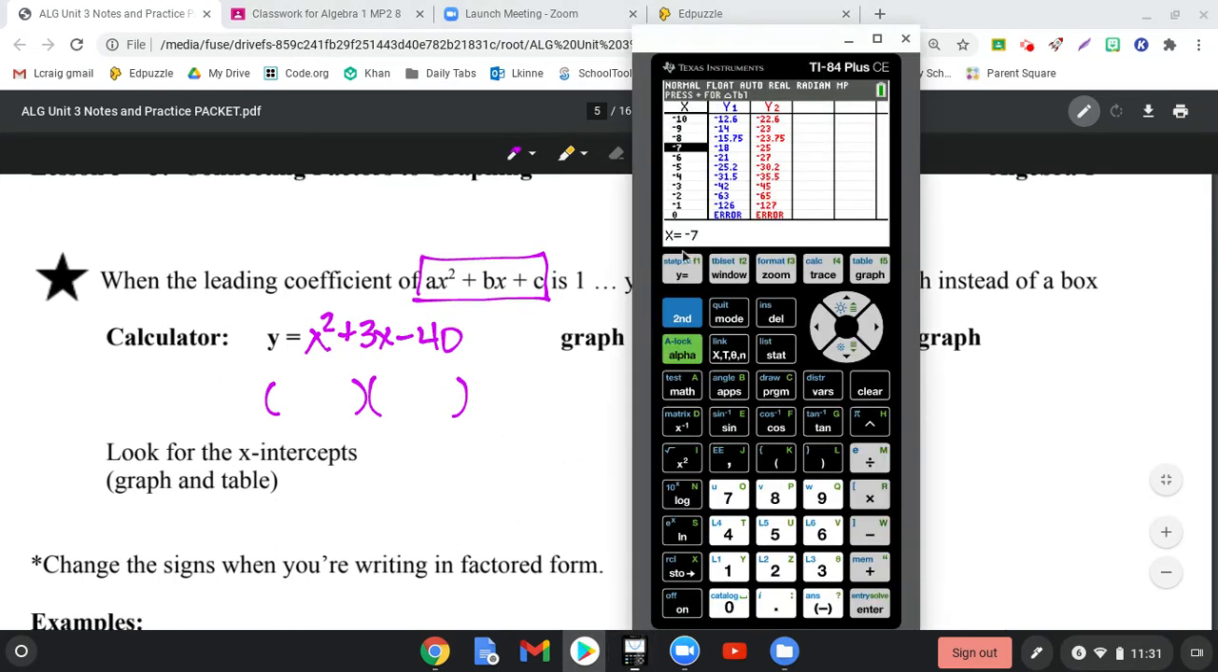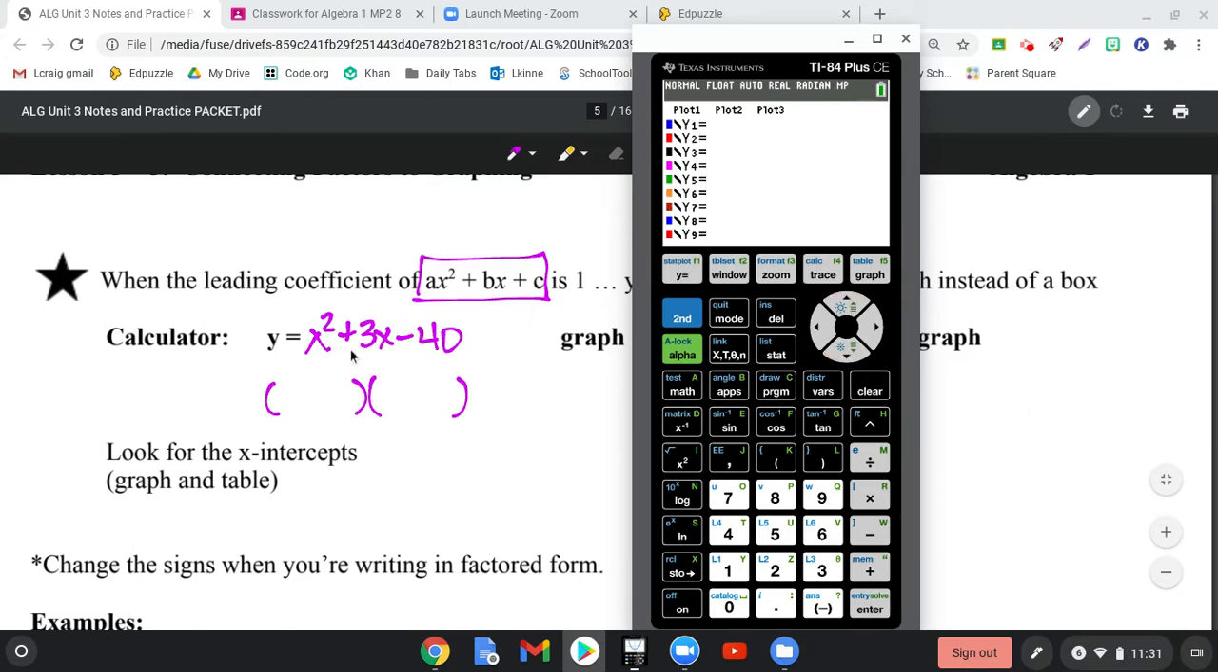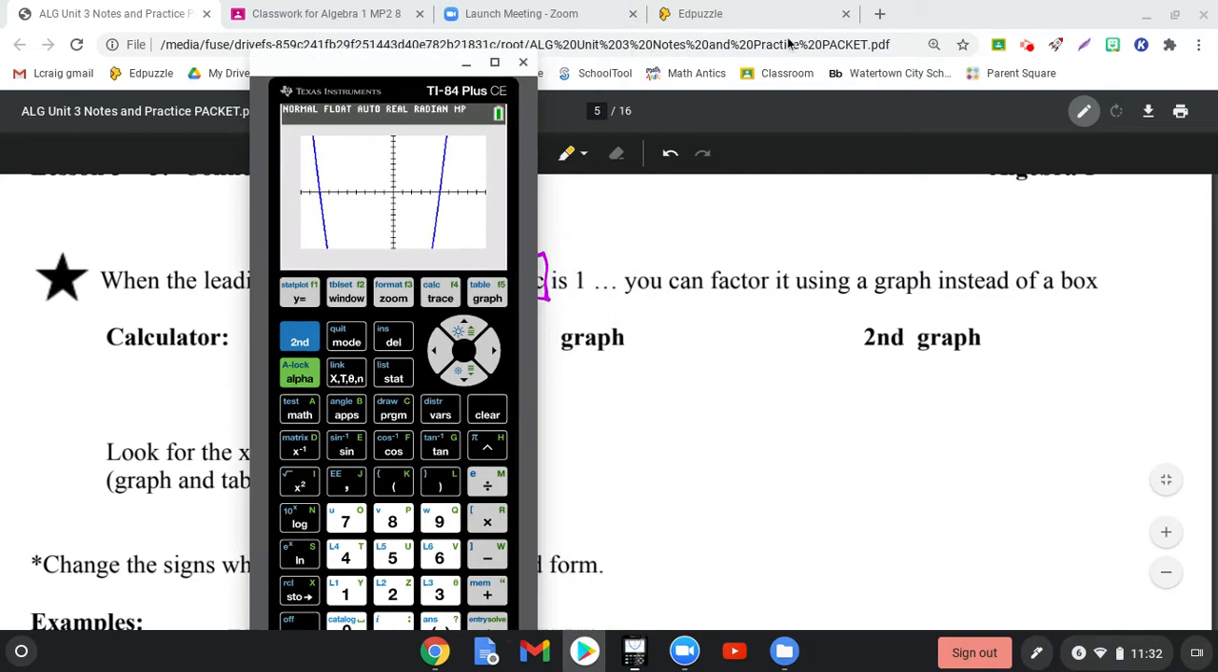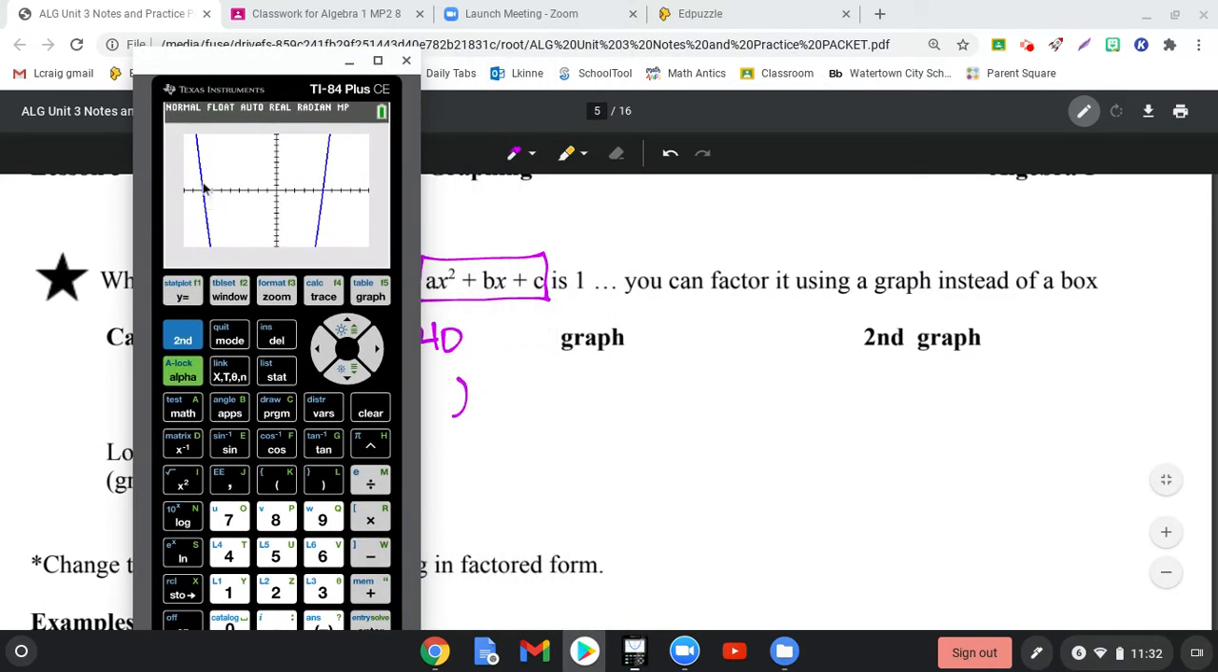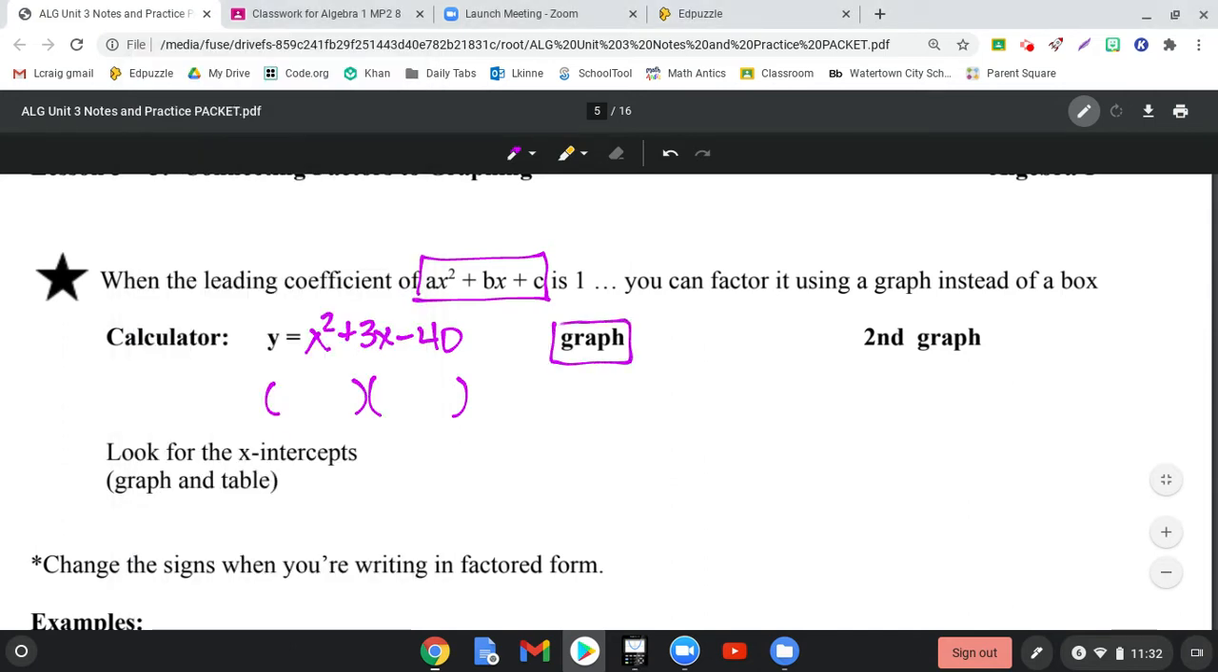So you're just going to go to y equals. We're going to get into a lot more graphing this year. So just type in the equation, x squared plus 3x minus 40. This is a great shortcut. Once that's in, you're just going to hit graph. If you want to zoom out, you could, but basically what you're looking for is where it's hitting the x-axis. Those are called your x-intercepts. So we're going to sketch the graph that we see, and we want to find the x-intercepts where it crosses the x-axis.